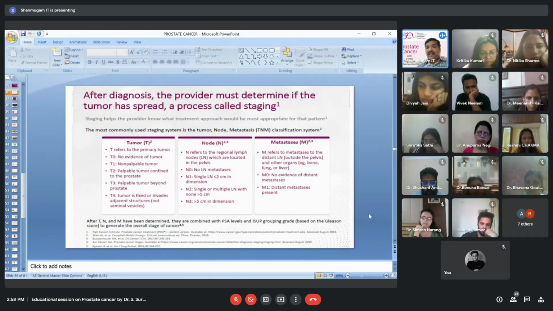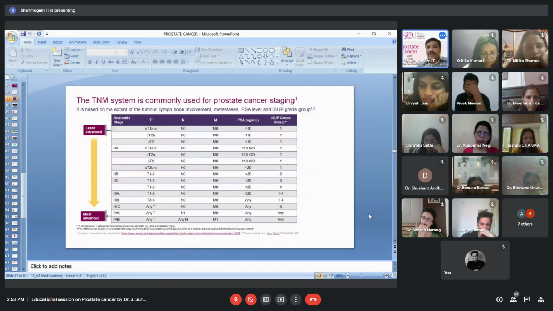According to this, and according to a combination of PSA levels, then we can group them. So this is the TNM staging. It's an elaborate staging, but as we all know, initially it is a localized lesion, and when it has spread beyond or to any node, then it becomes stage 4A. So when it comes to node positivity, irrespective of any T and M0, it becomes stage 4A. And if it is metastatic, then it becomes stage 4B.